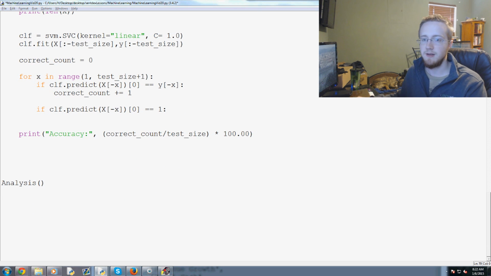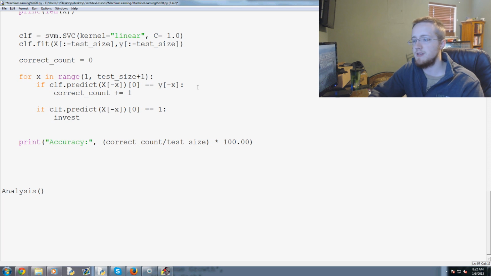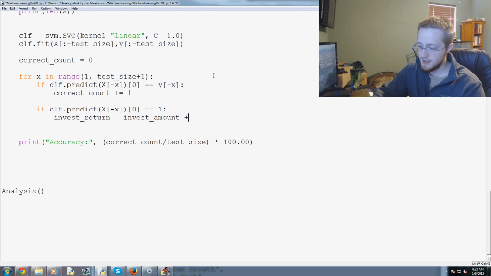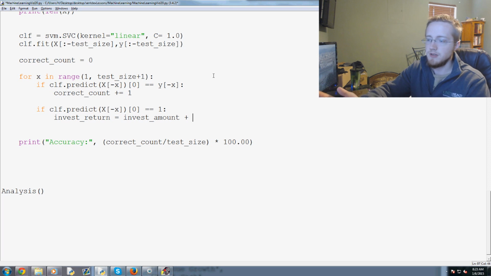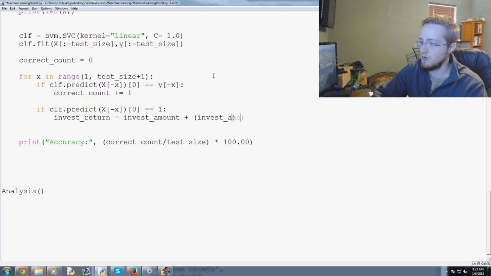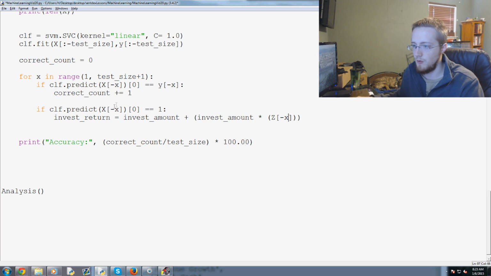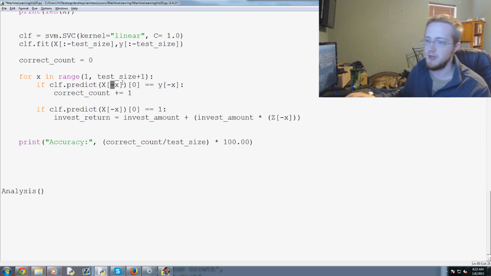back to our prediction basically, and we're going to say the following. We're going to do invest_return. The investment return is going to equal whatever the investment amount was. So that's the starting amount plus the percentage change times the investment amount. So it would be 10,000, let's say, plus what was the invest_amount times, and this will be the z of the negative x, right? Because we're working with negative x here because we're moving back those elements.